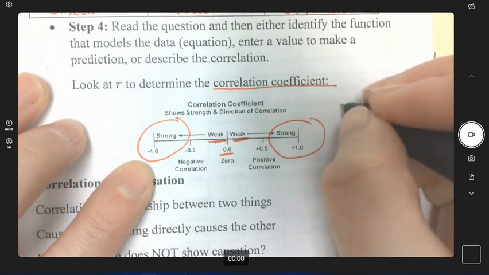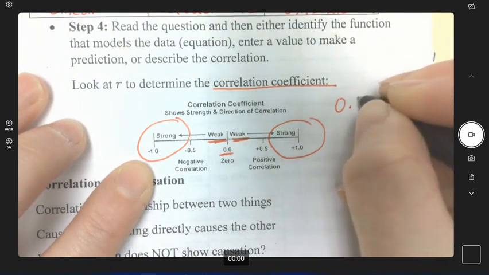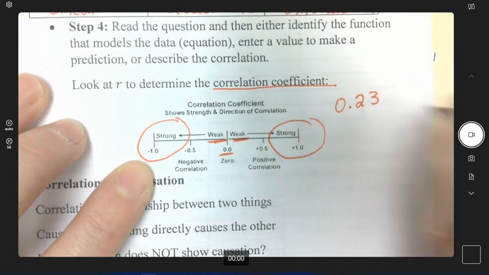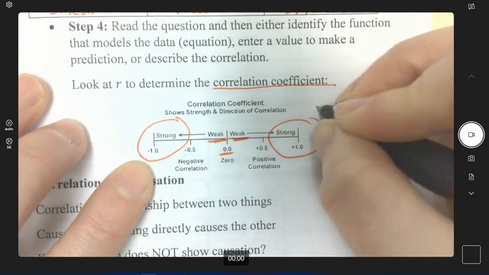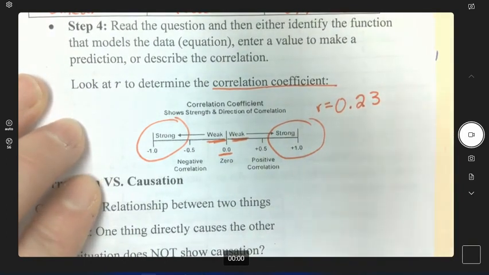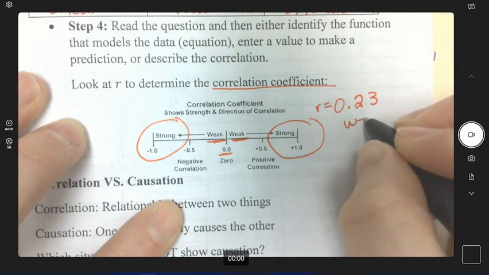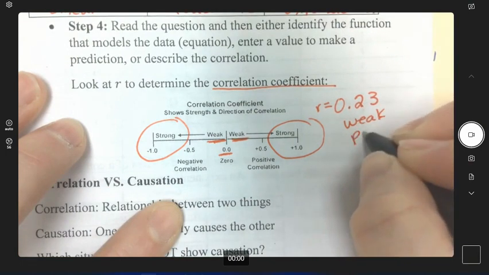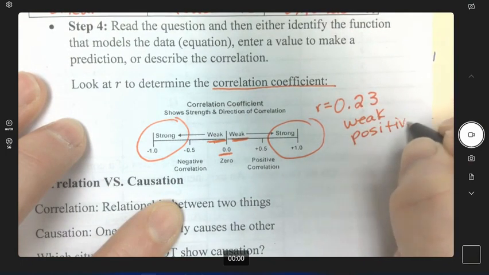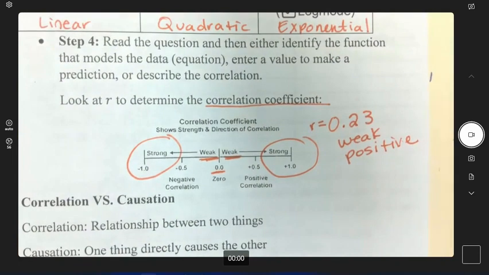So like a 0.23 R, that would be considered a weak positive. It's weak because it's closer to 0 than it is to 1.